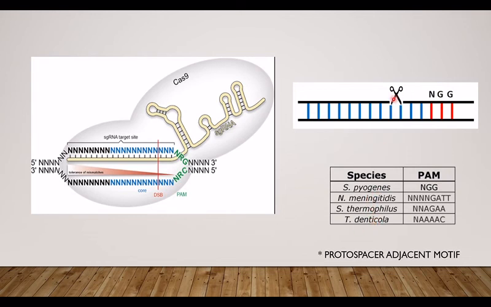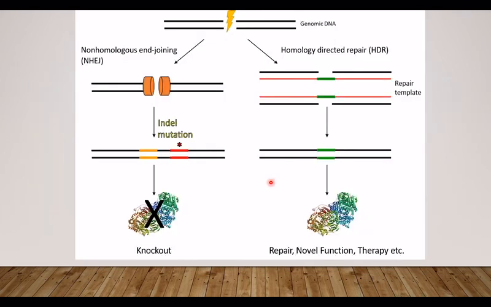The same concept applies to all species. If the PAM sequence, the protospacer adjacent motif, is there, then the double-stranded break is made within the target site, some 10 nucleotides or base pairs before the PAM sequence, not more than that, though it varies from species to species, as I said earlier. Okay, the double-stranded break is made.